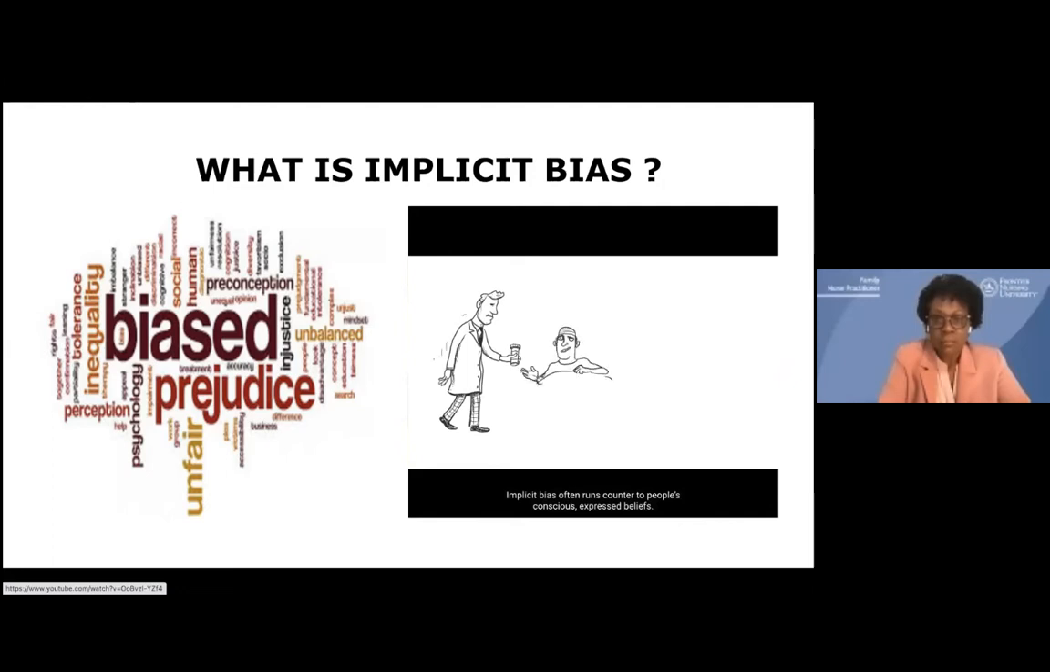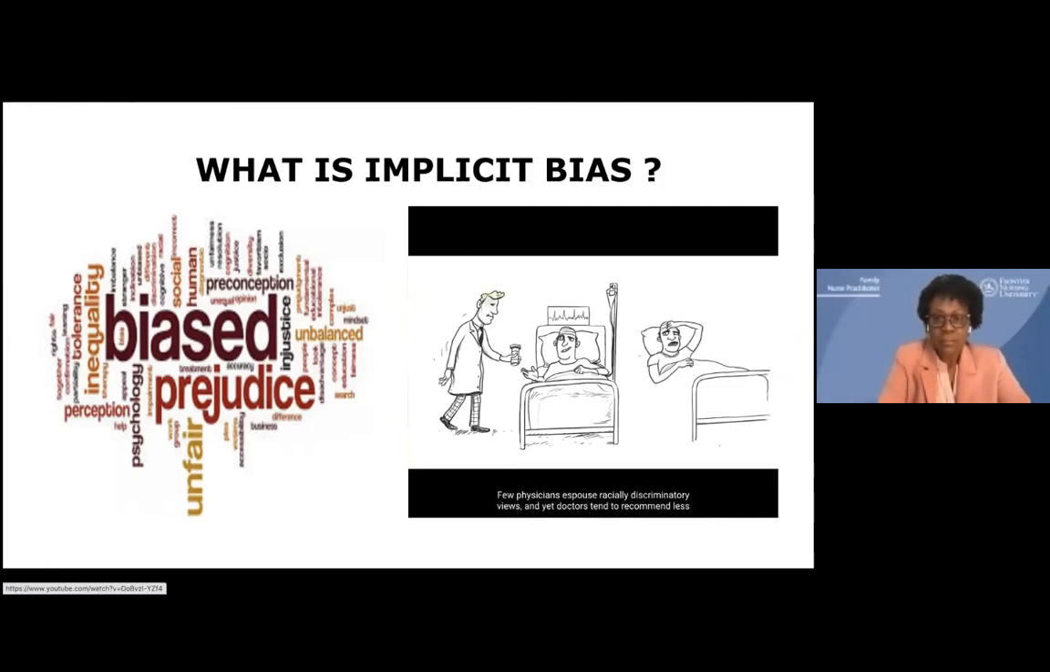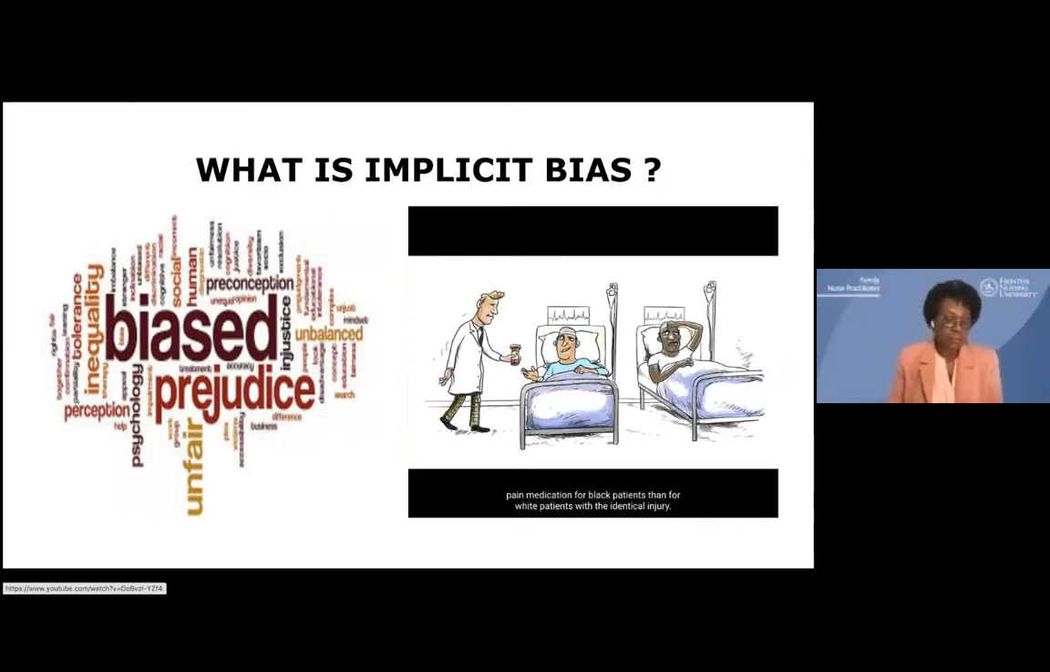Implicit bias often runs counter to people's conscious, expressed beliefs. Few physicians espouse racially discriminatory views, and yet doctors tend to recommend less pain medication for black patients than for white patients with the identical injury. In other words, people can be explicitly unbiased, yet implicitly biased, according to psychologist Daniel Kelly and colleagues.